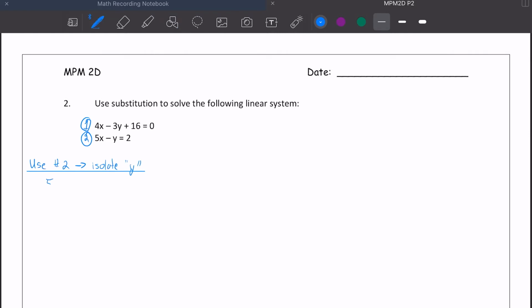So we have 5x minus y equals 2. We're going to shove the y to the other side and the 2 to the other side. Just going to swap those out. Let's get 5x minus 2 equals y. Okay, now that we have this, we have an isolated variable. We're going to put that variable, what we've made it equal to, right over here.